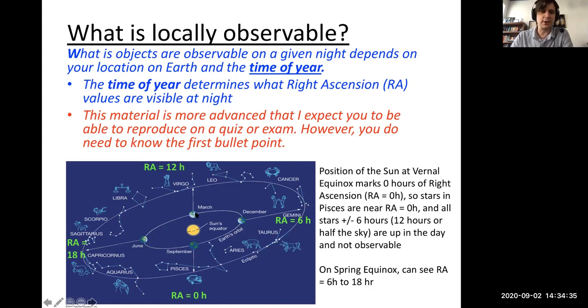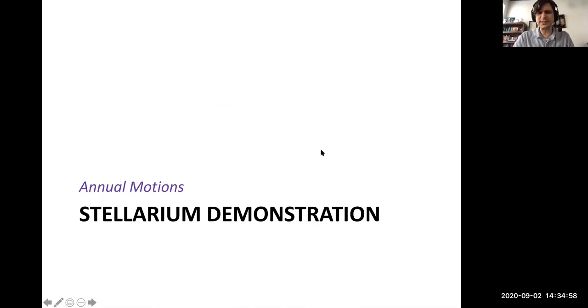And I could go ahead and do March. Now the night side is pointed right towards 12 hours. So in March, you could observe right ascension 6 to 18. And then go ahead and complete it since I'm already so far. In June, you can observe right ascensions 12 hours to 0 hours, going through 18.